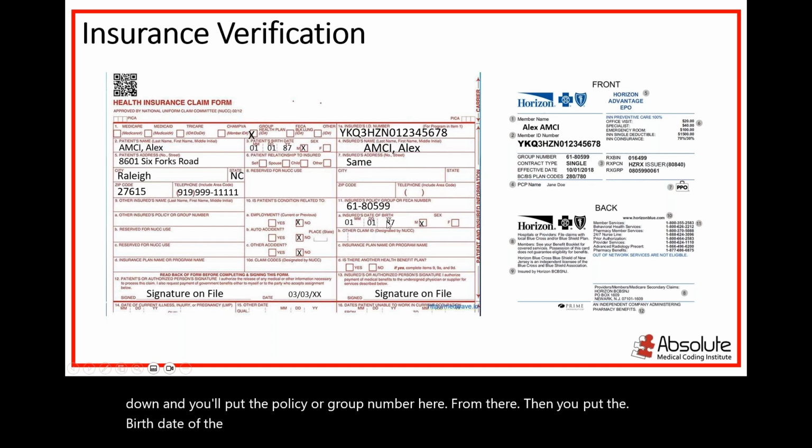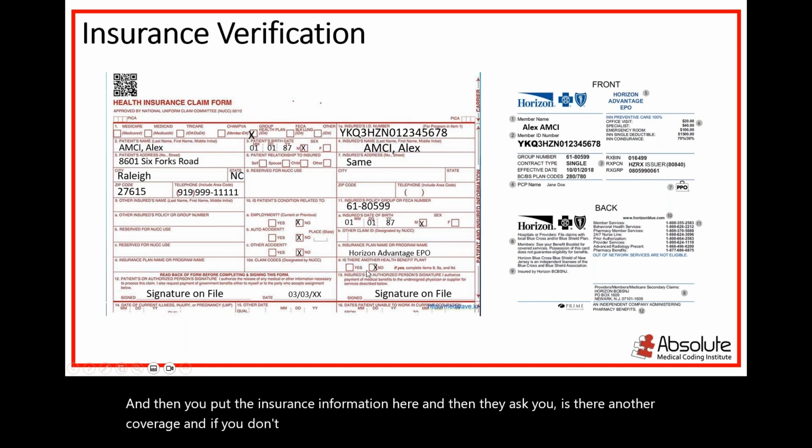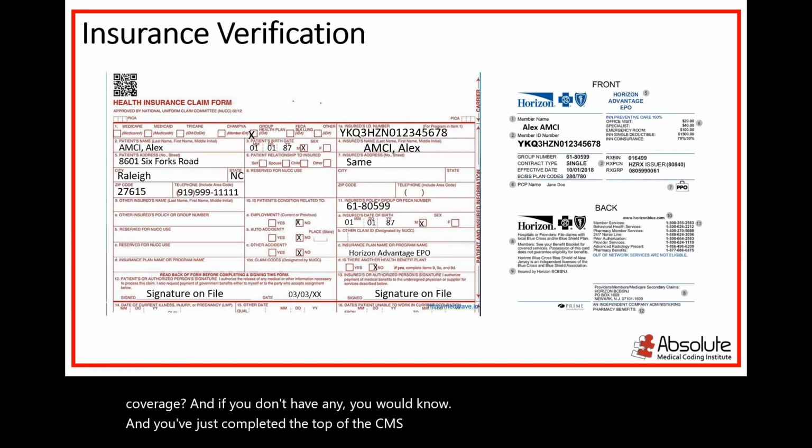From there, then you put the birth date of the insured. It is the same. The sex of the insured, and then you leave this blank, and then you put the insurance information here, and then they ask you, is there another coverage? And if you don't have any, you put no. And you've just completed the top of the CMS 1500.